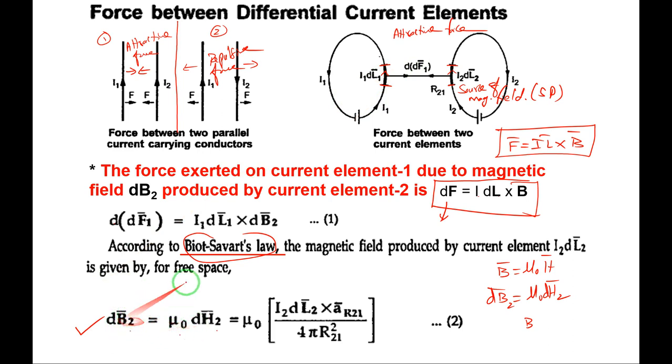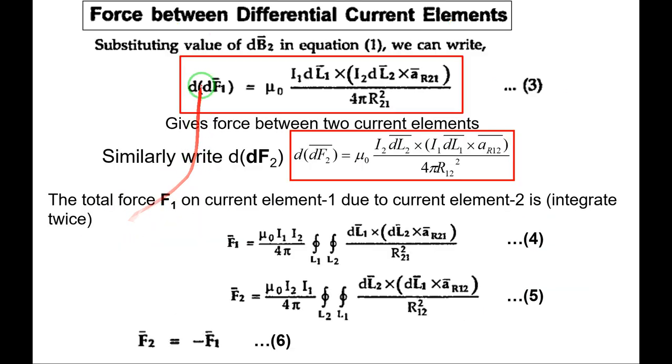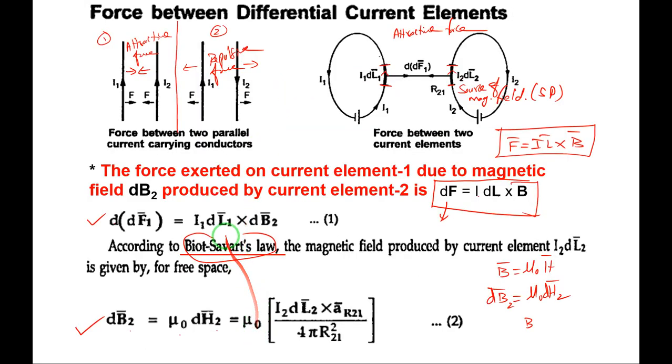Then substitute this value of dB2 here. This is dB2, right? So substitute this value of dB2 and write down the differential force acting on current element 1. So I'll be getting mu naught, just mu naught is taken outside. I1 dL1 cross dB2. I1 dL1 they have written first, then cross of this entire thing, right? Mu naught is just taken out.